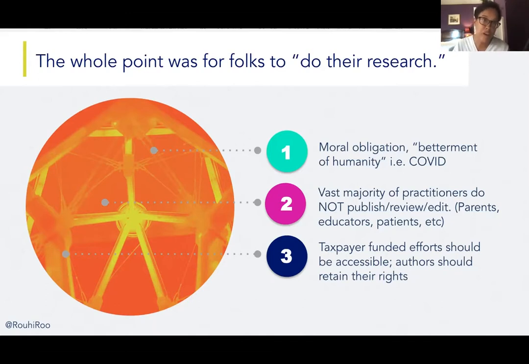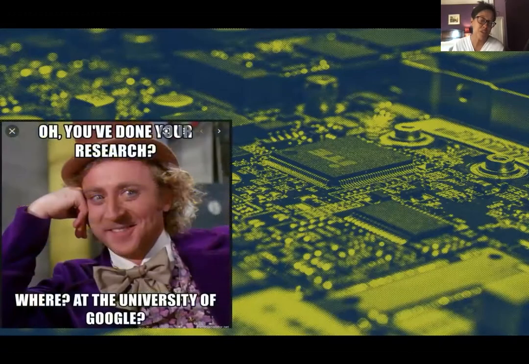If taxpayers are paying for research, there is a sort of expectation that they should be able to see what they paid for. And then absolutely that authors should retain the rights that came with the work that they did. So all of this to say, the whole point of open access in a lot of ways was for folks to be able to say, you know, I could do my own research.